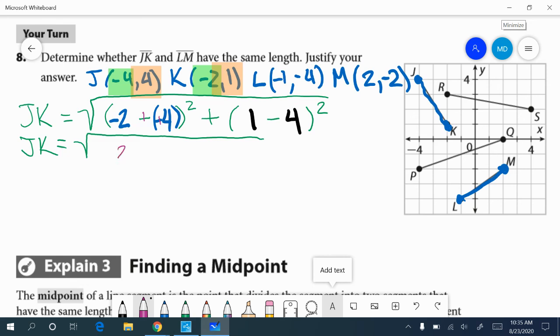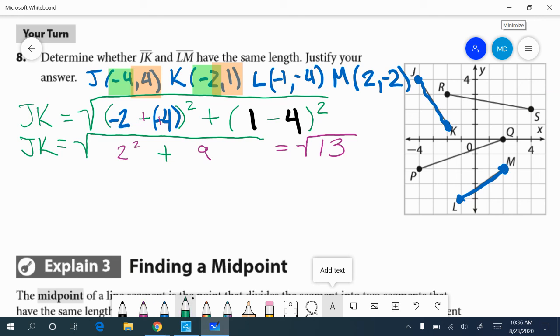So in here I have 2 squared. And then to that, I am adding 1 minus 4. That's -3. -3 squared is 9. So this is really just 4 plus 9. The square root of 4 plus 9 is the square root of 13. Okay, so I know that the length of JK is the square root of 13. This is the distance formula. Essentially, I'm using the Pythagorean theorem to find that distance.